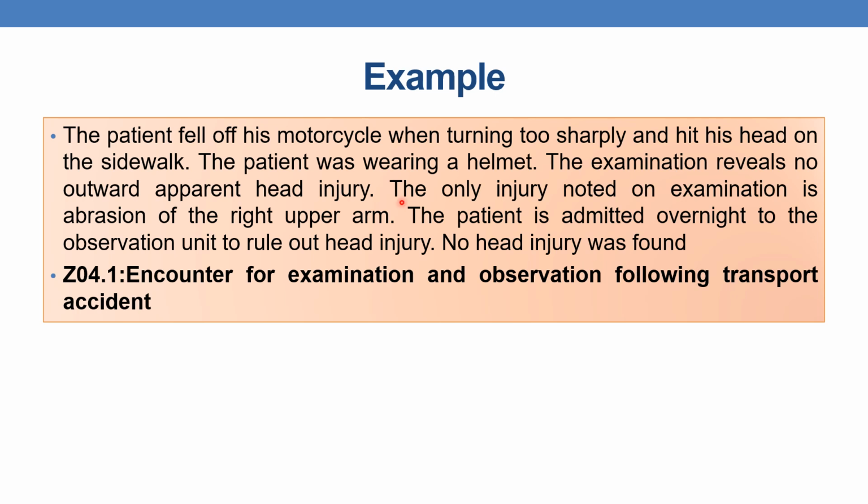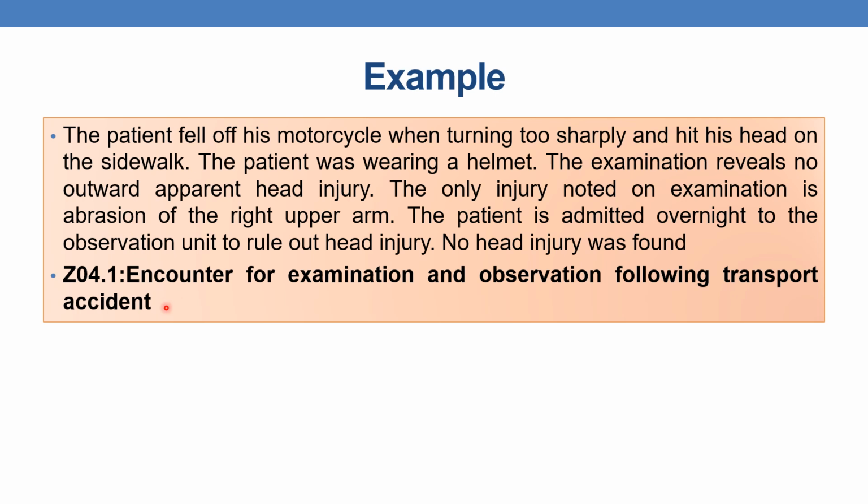Here you can code many codes, but for our convenience I am giving only the PDX. Z04.1, encounter for examination and observation following transport accident. Here observation was done for a suspected head injury and finally head injury is ruled out. So, encounter for examination and observation following transport accident. Additionally, you can code abrasion of the right upper arm because it is unrelated to head injury, and additionally you can code external cause codes.